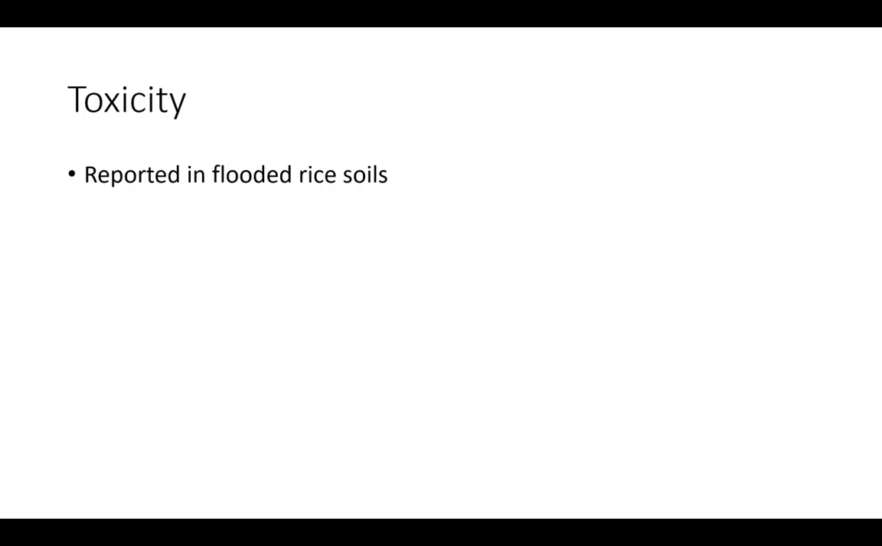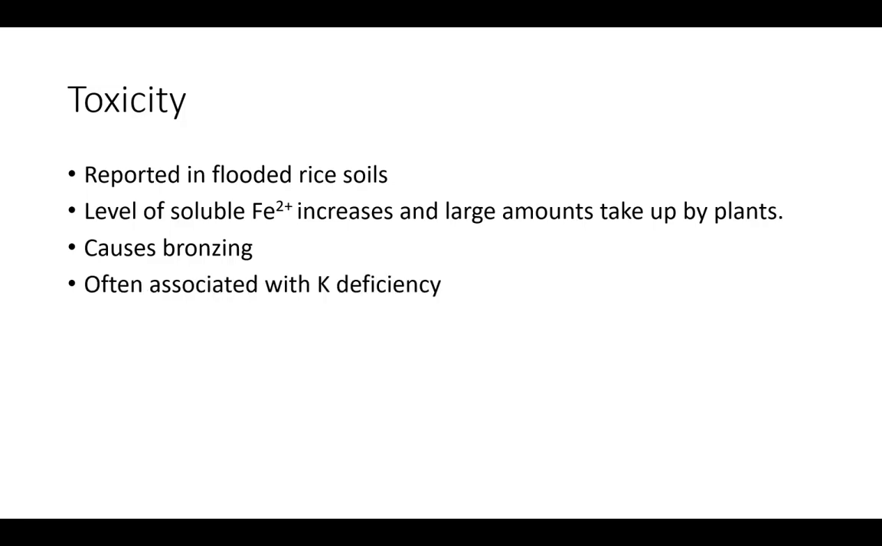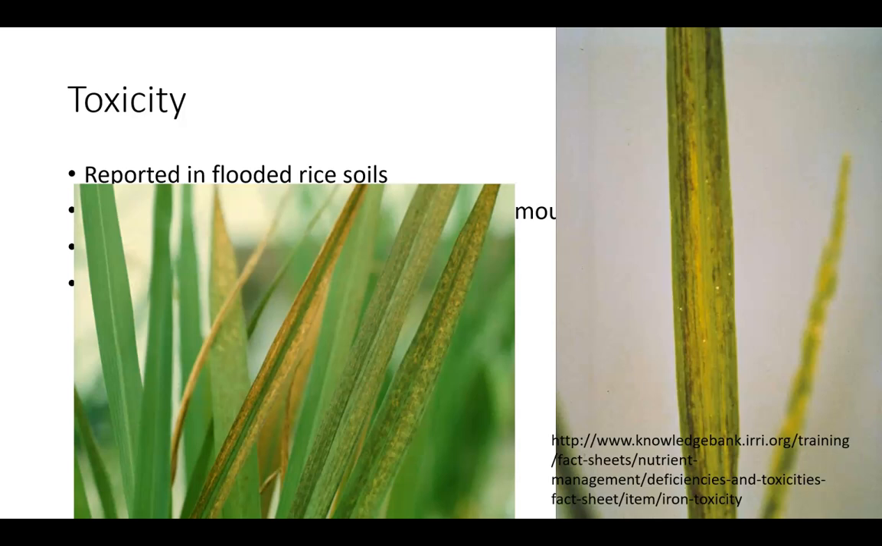Toxicity. Toxicity is too much of something. Toxicity has been reported in flooded rice soils. The level of solubility of iron plus 2 increases and large amounts are taken up by plants, and this becomes a problem. It often causes symptomology called bronzing, and this can be associated with the potassium deficiency. All right, now we're throwing potassium into the mix as well. So we've got to have all of these elements in there in order to be able to have sufficient amounts. This shows you rice with iron toxicity. You can see why it's called bronzing because you're getting this bronze color. You can see bronzing. You can see flecking. This is due to too much iron.